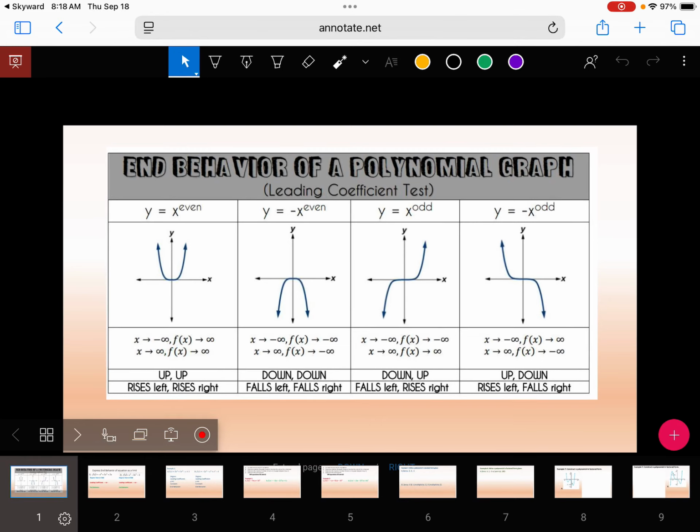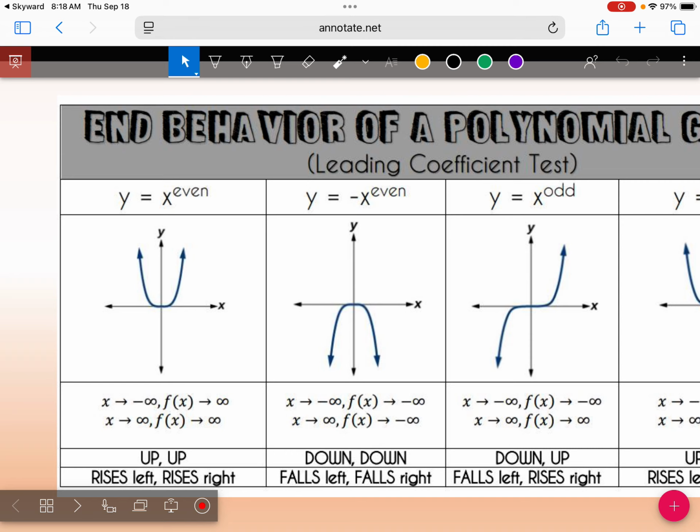So first of all, at the top, this even and odd, that's referring to the degree, which is the highest power. If the highest power is even, like 2, 4, 6, 8, then the arrows on the ends will go in the same direction. Notice how for the even, they're both going up or both going down.